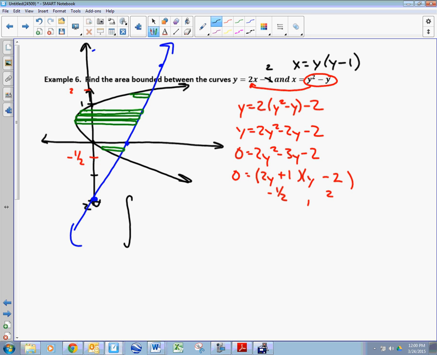I have the integral, okay? And so instead of doing the top function minus the bottom function, we're going to do the right minus the left. So the line is on the right, correct? Minus the parabola is on the left.